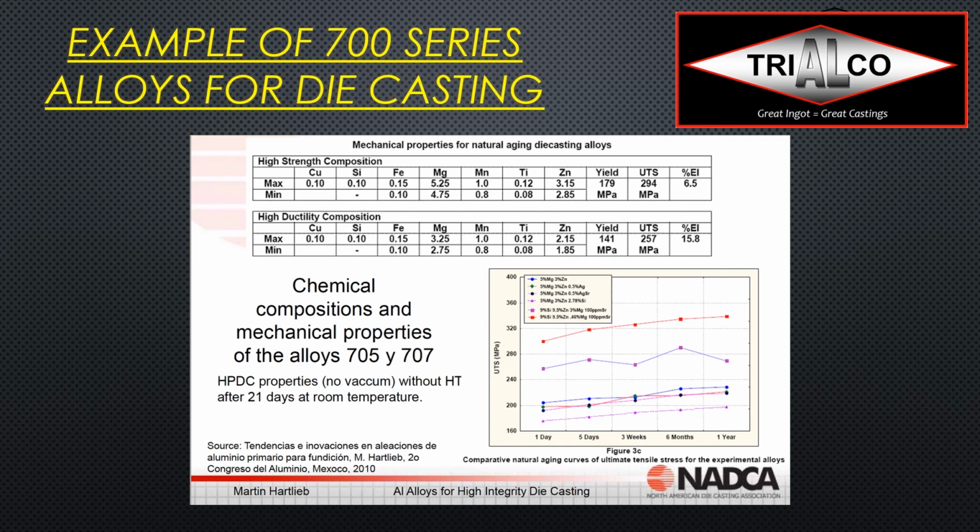We see after 3 weeks we're already at a very high level, and then we see a small change after going to 6 months and 1 year, but it gets pretty flat after that. And the properties are pretty good. If we look at elongation, the 707 can reach 15% elongation and give you 140 and 250 yield and tensile strength. So very nice packages, achievable and without any real heat treatment.